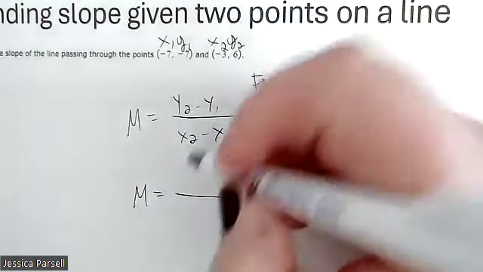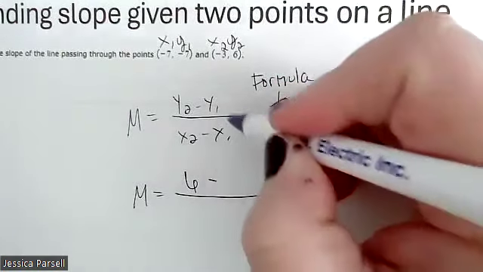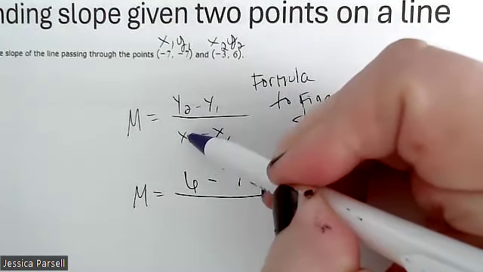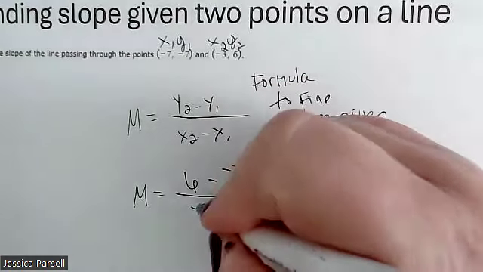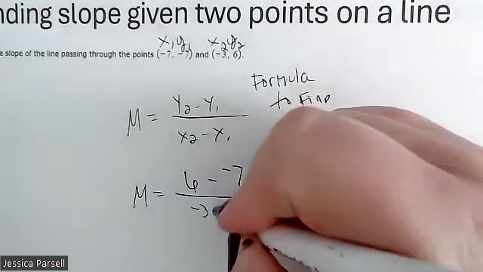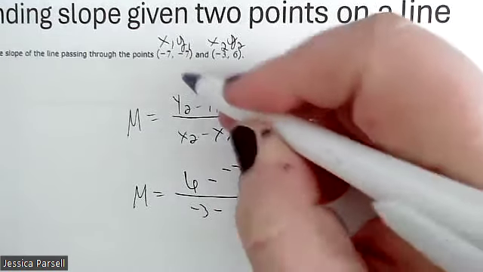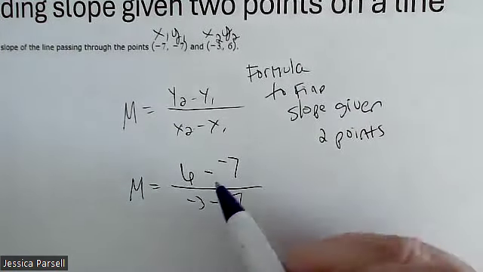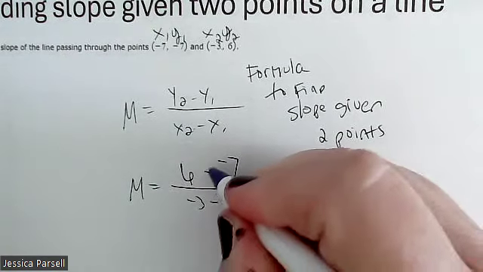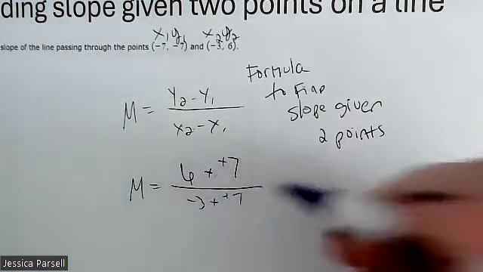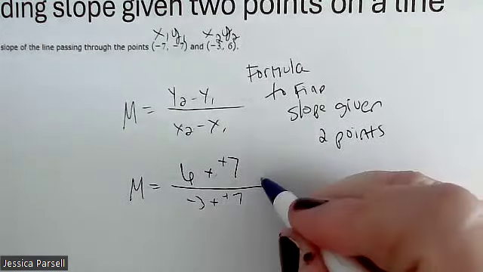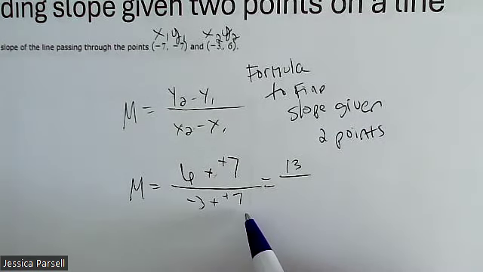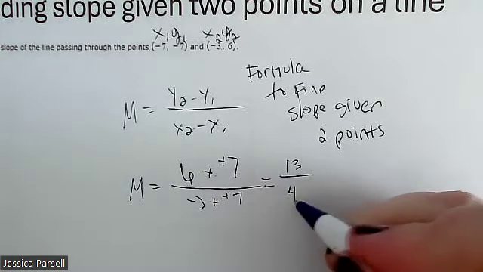So the second Y coordinate is 6. The minus sign is part of the formula. Y1 is -7. Down below, the second X coordinate is -3. The minus sign comes with, and the first X coordinate is -7. Okay, what happens when you have 2 negatives kind of touching each other? You're just going to make them into positives. So 6 plus 7 is going to be 13, and -3 plus 7 is going to be 4.